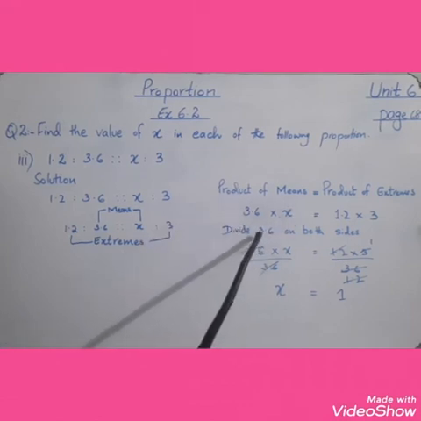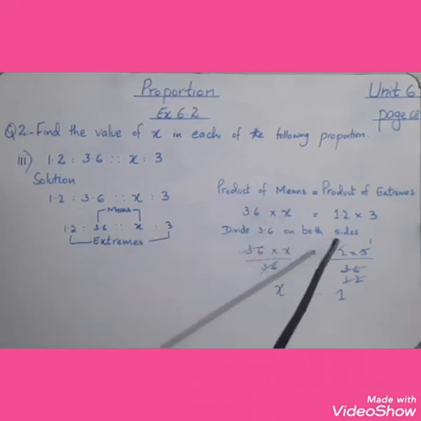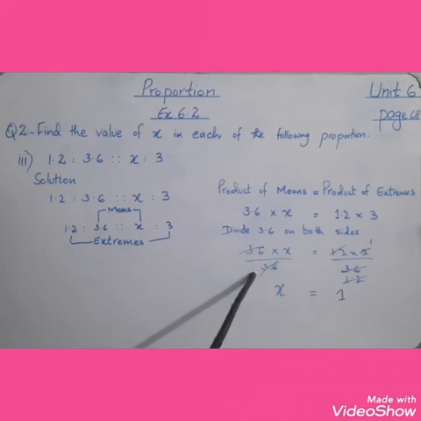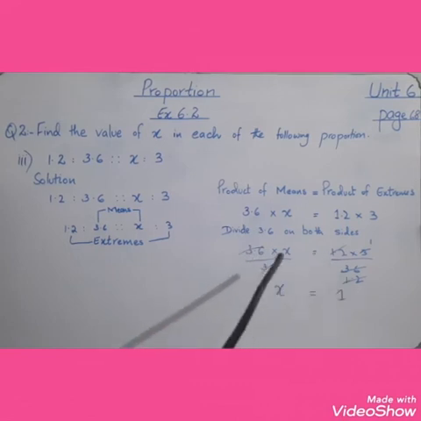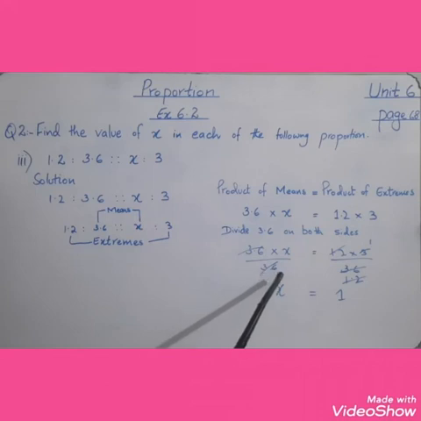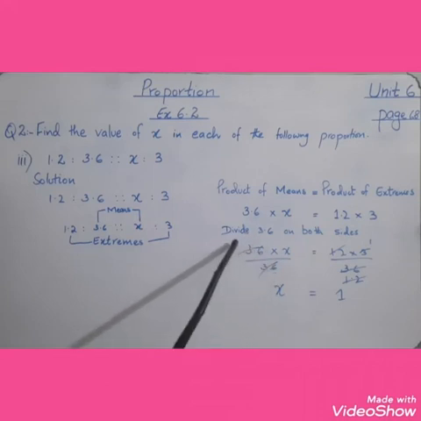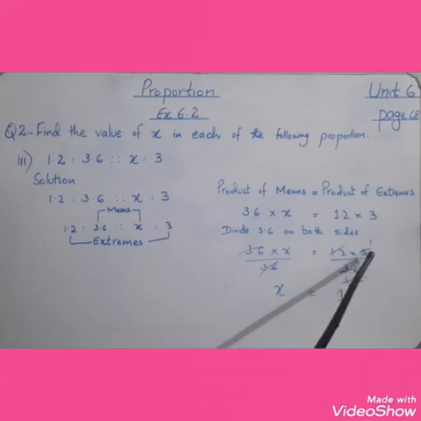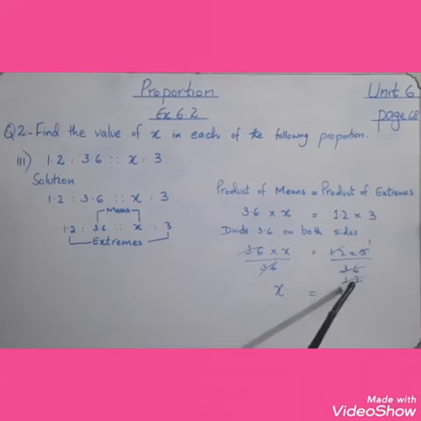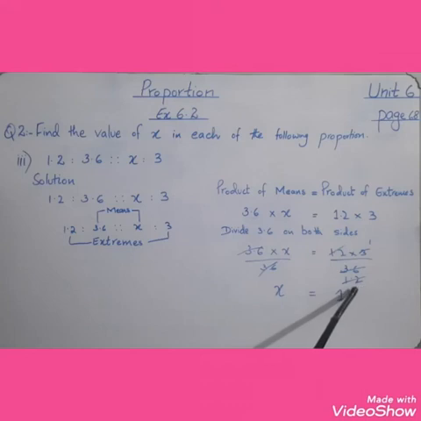So divide 3.6 on both sides. 3.6 cancel with each other, just X is left. And here 3 times 1 is 3, 0.3 times 2 is 6, and 1.2 cancel, just 1 is left. So X is equal to 1.